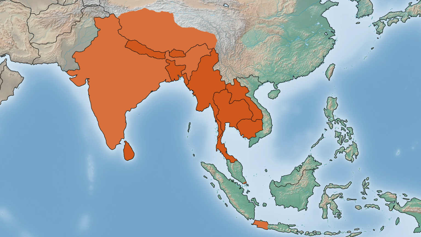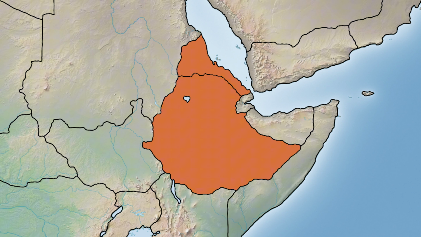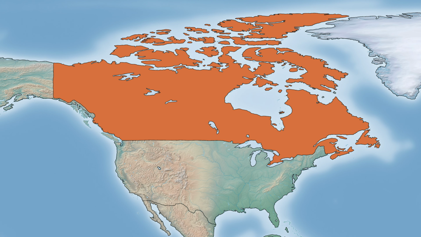Abugidas are used mostly in South Asia, with dozens of different abugidas for different languages in countries from India to Indonesia. The largest of these South Asian writing systems is Devanagari, which is used for Hindi and many similar languages. Other abugidas include Ge'ez to write Amharic, and Canadian abugidas used to write Native American languages like Cree and Inuktitut.